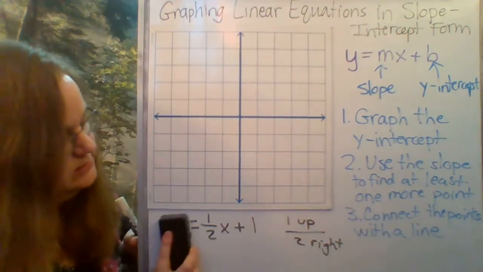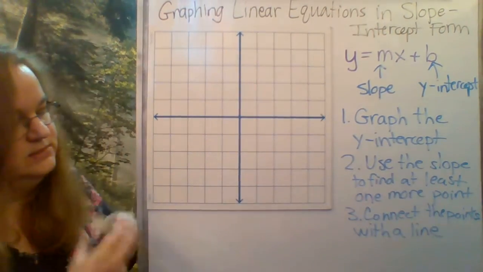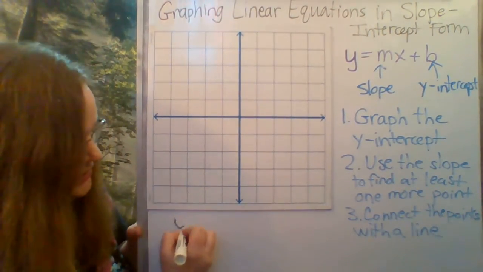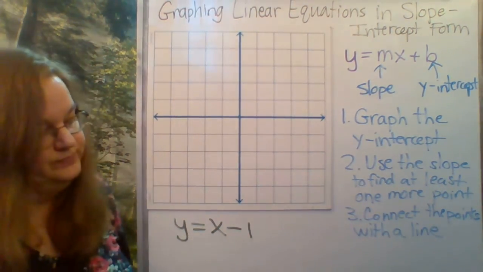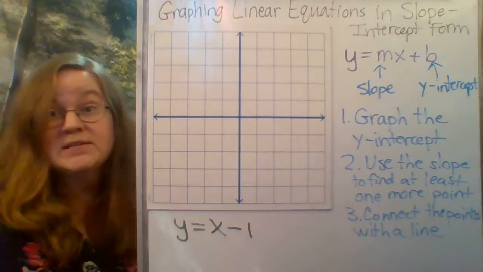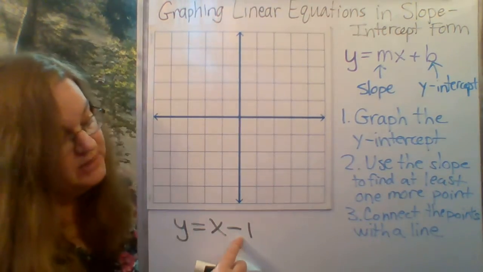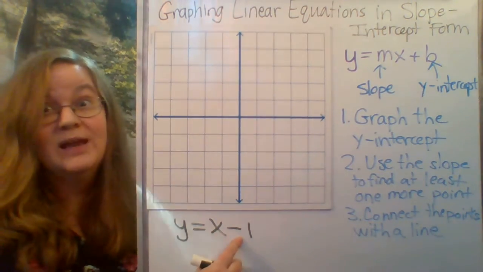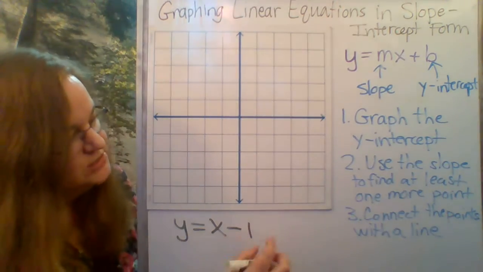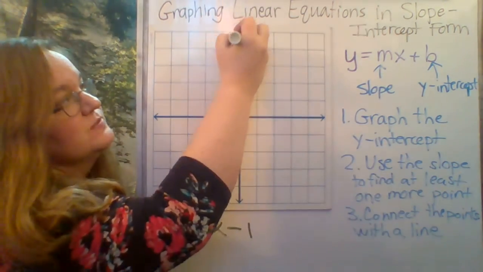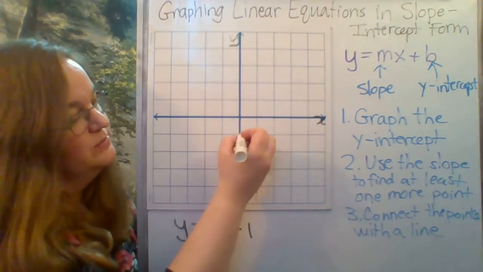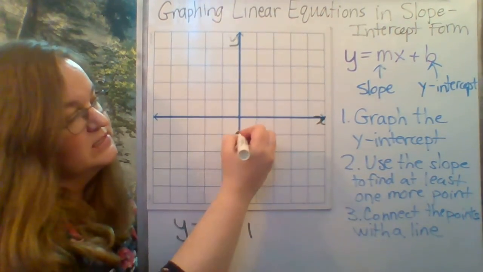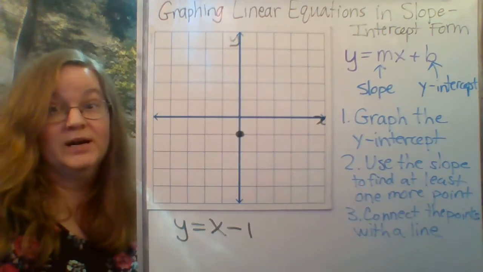Okay, so in this case, I have y equals x minus 1. Because it's a minus sign, I know that my y-intercept is going to be negative instead of positive. So my y-intercept is -1. If this is the y-axis and this is the x-axis, this is 0, so -1 would be right here. Again, it's the place where the line is going to cross the y-axis.